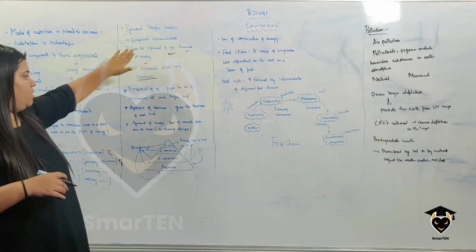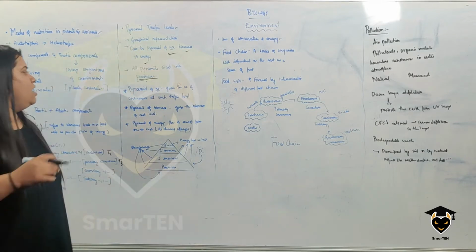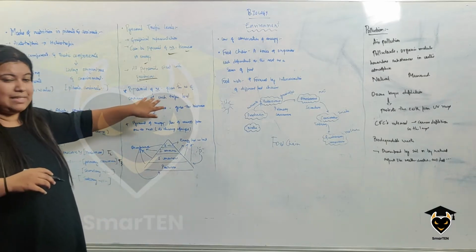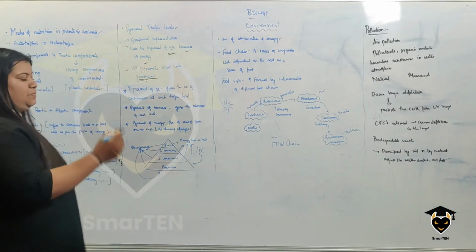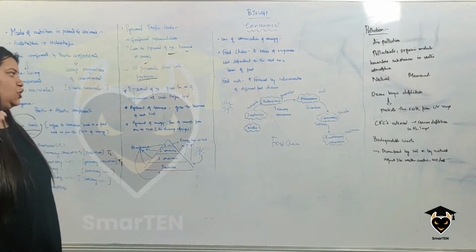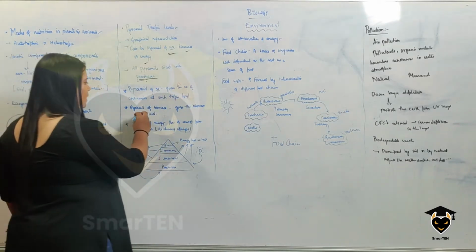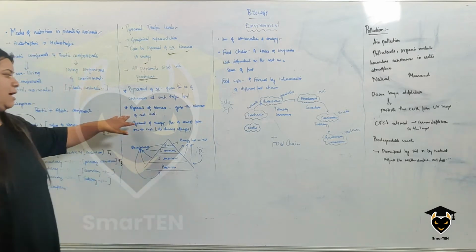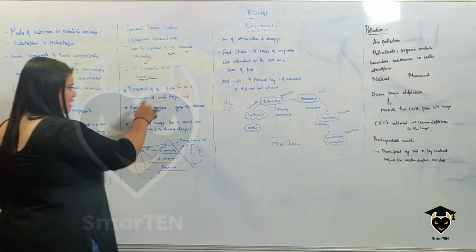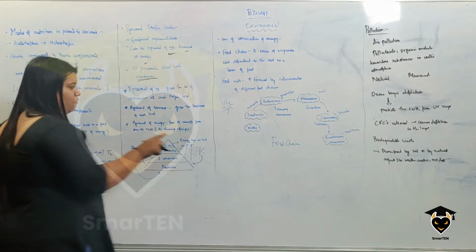We have three kinds of pyramids, so let us see what these are. A pyramid of numbers gives us the number of organisms at each trophic level. Next, the pyramid of biomass gives us the biomass of each level, that is, the amount of biomass at each level.